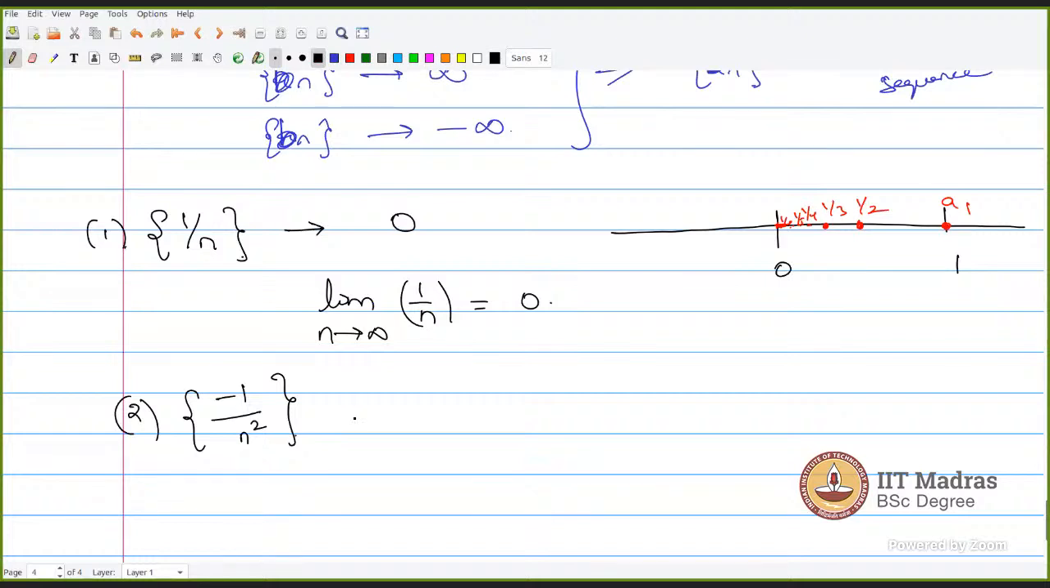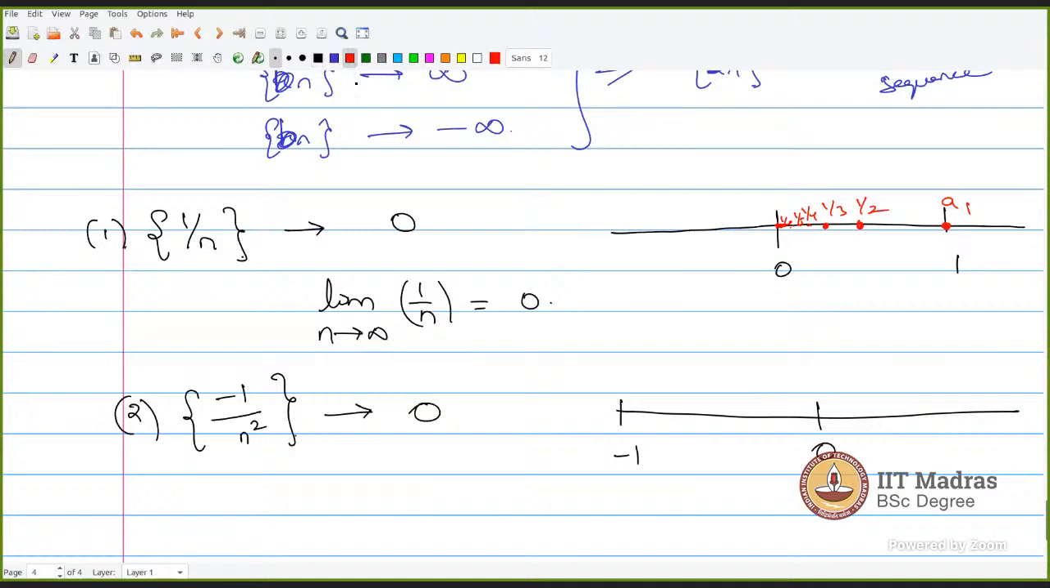Is this increasing? Same, sir. This will also be convergent, but it will be convergent from the left side. Where will this converge to? 0. Right. So if you see on the graph, this time it will start from the left side. So this is minus 1.